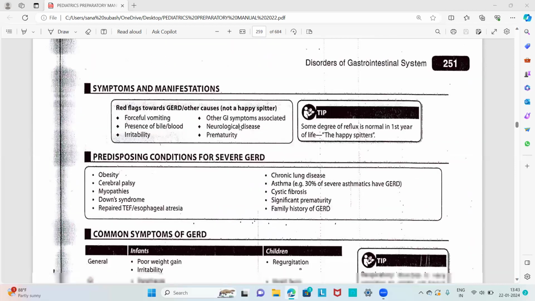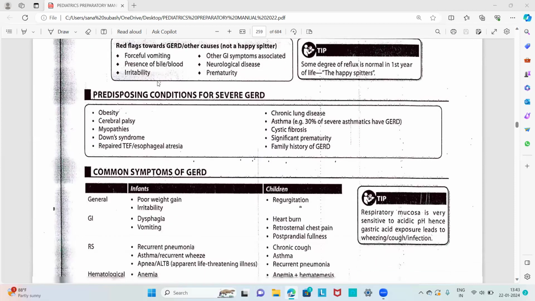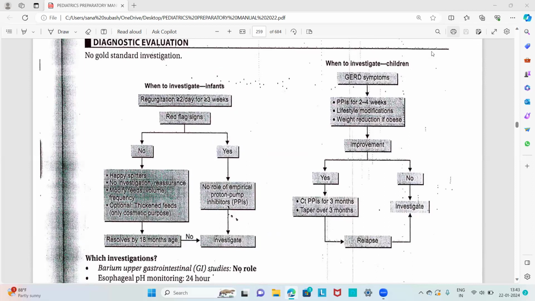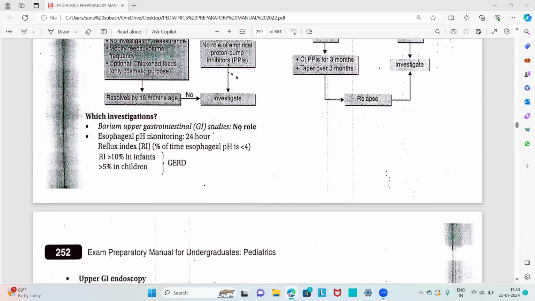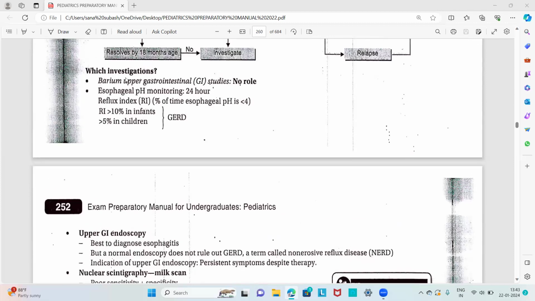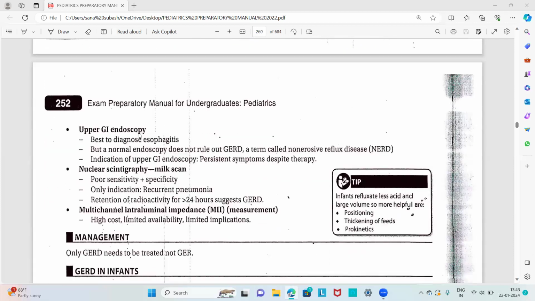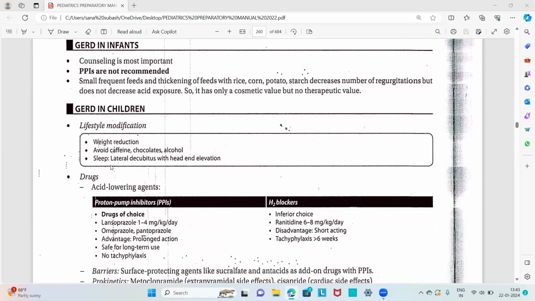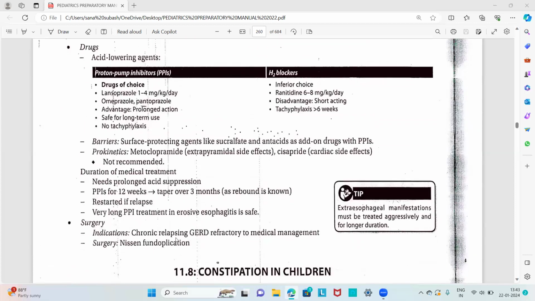Then we covered the symptoms and manifestations, the red flag signs, the predisposing conditions, and common symptoms of GERD like general symptoms, GI symptoms, respiratory symptoms, and hematology symptoms. Then diagnostic evaluation in both infants and children, including investigations like upper GI studies, 24-hour esophageal pH monitoring, upper GI endoscopy, and nuclear scintigraphy. Then management in both infants and children: gastroesophageal reflux disease has to be treated, but gastroesophageal reflux does not need any treatment. These are the management options in children: lifestyle modification, drugs, and surgery, Nissen's fundoplication.